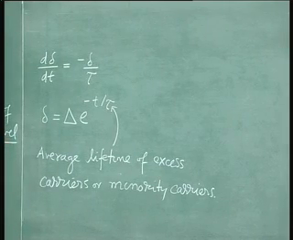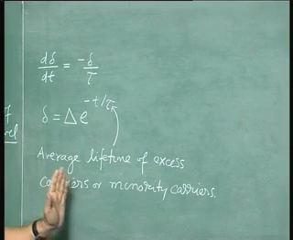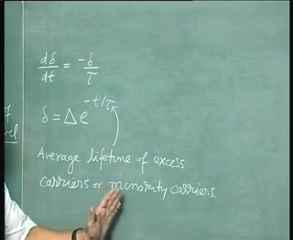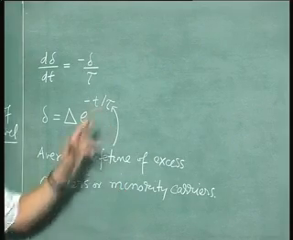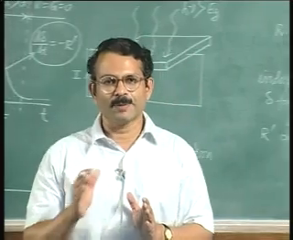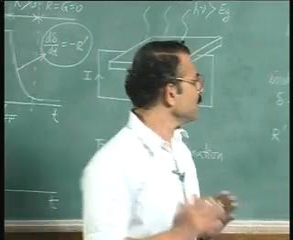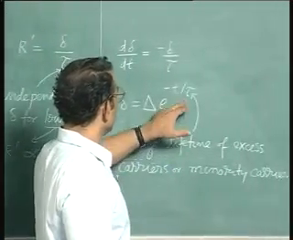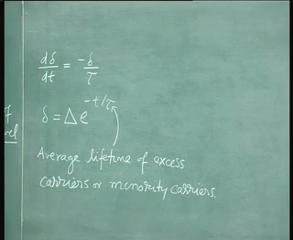That is tau. Now it is to be noted here that tau cannot be called the lifetime of majority carriers. So this point we will explain later. Now let us first explain why it should be called the average lifetime of excess carriers. Let us start with this.